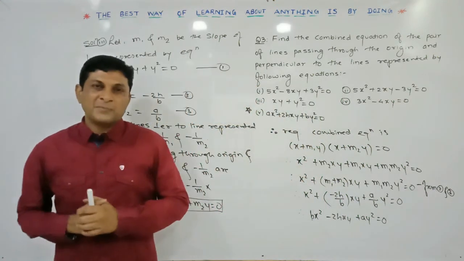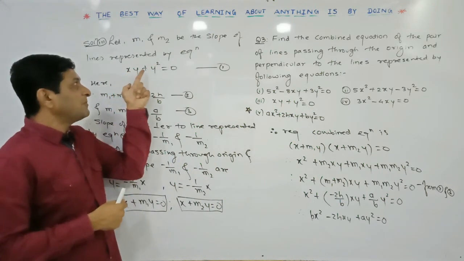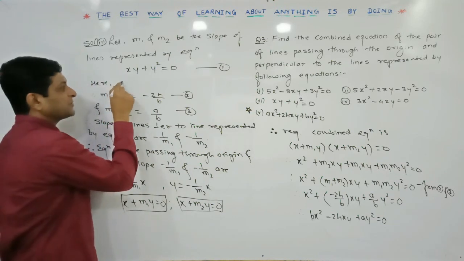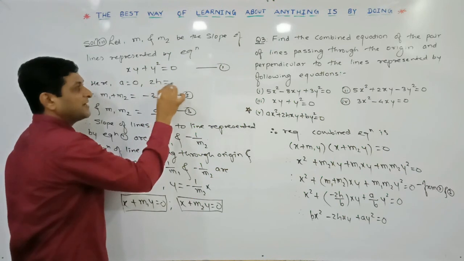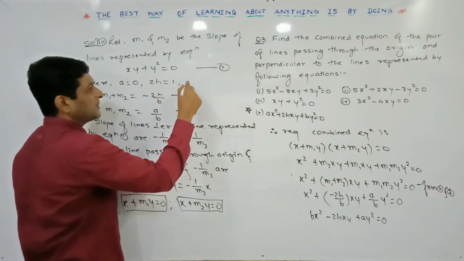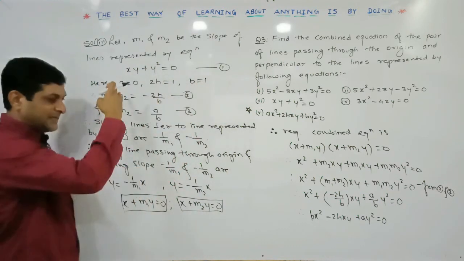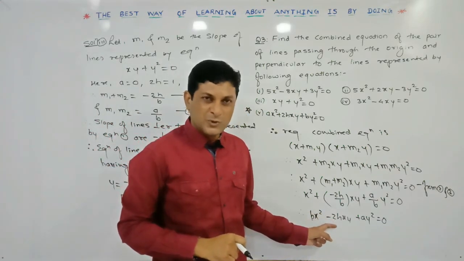Now see the example number 3. In this case the given homogeneous equation is xy plus y square is equal to 0. Here the term of x square is absent, meaning we can say that a is equal to 0. The coefficient of xy we denote by 2h. What is the coefficient of xy? 1, so 2h is equal to 1, and b means what? The coefficient of y square, that is equal to 1. Again repeat the same method and we will get this homogeneous equation.